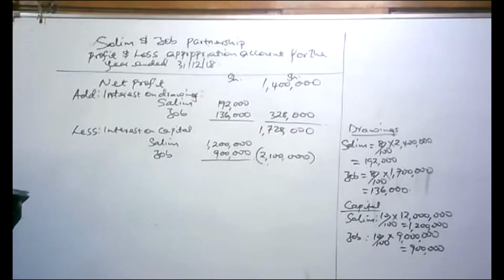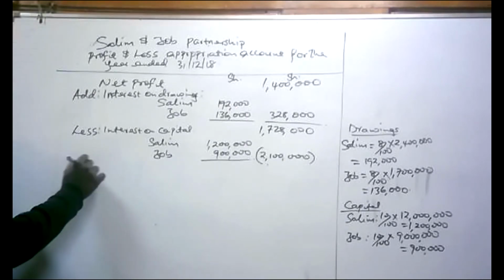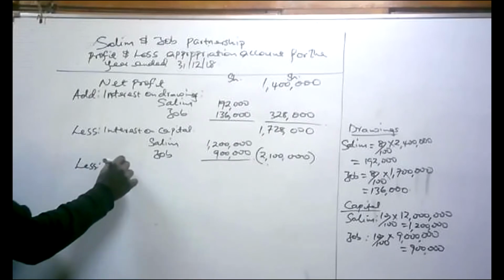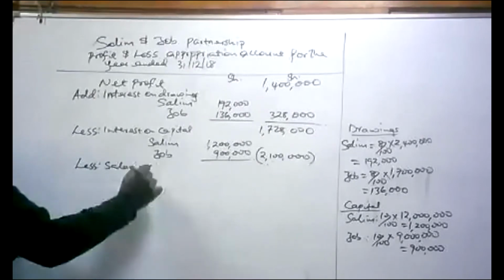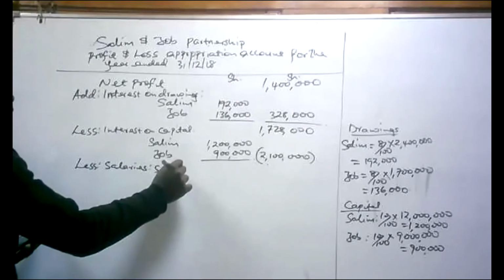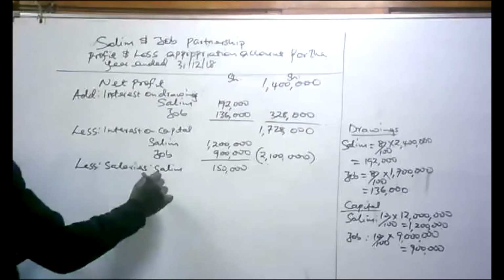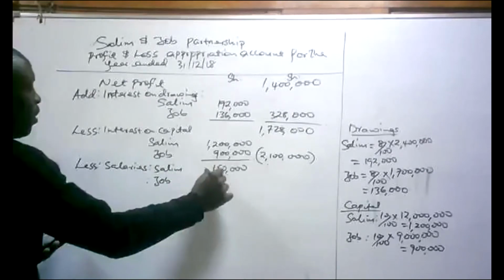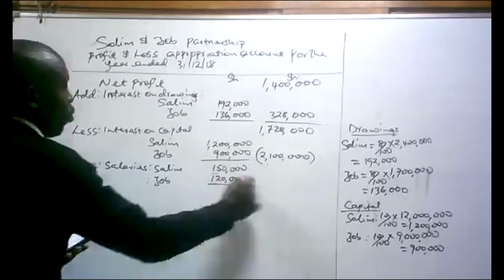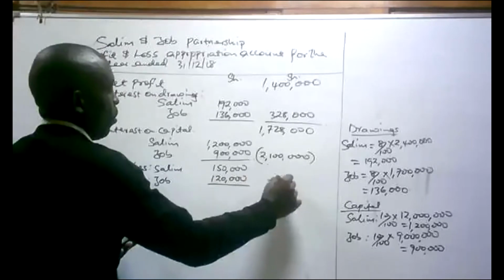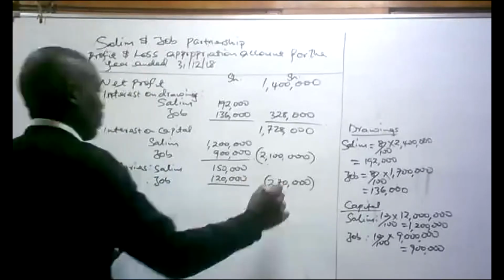Number 5: the monthly salary for each partner was 150,000 and 120,000 for Salim and Job respectively. Then we come here and say less salaries. Salim gets 150,000. Job receives 120,000. The two combined, 270,000. We are subtracting.